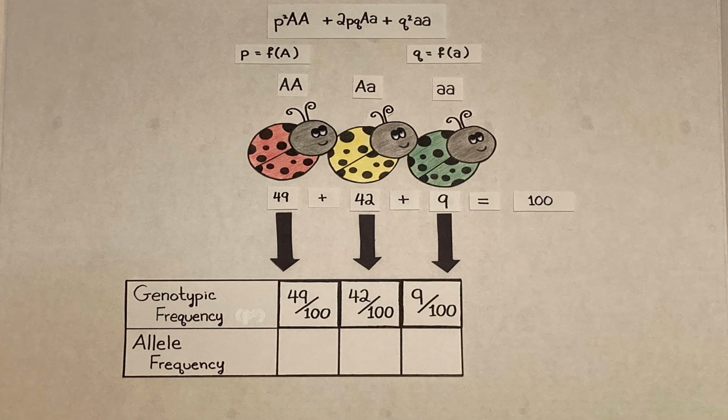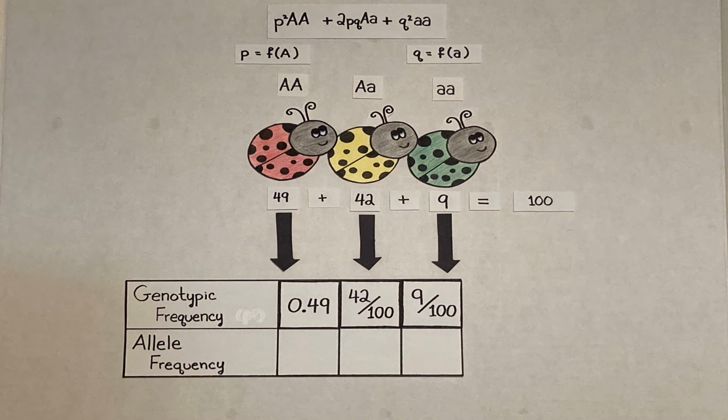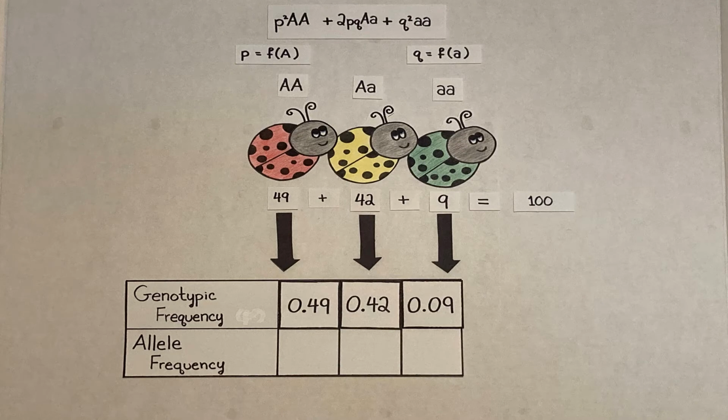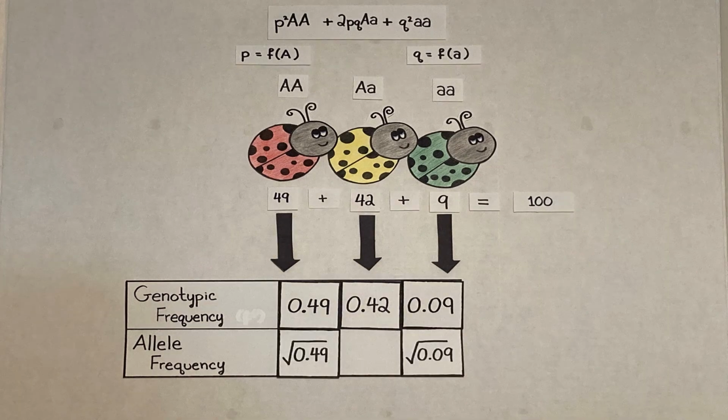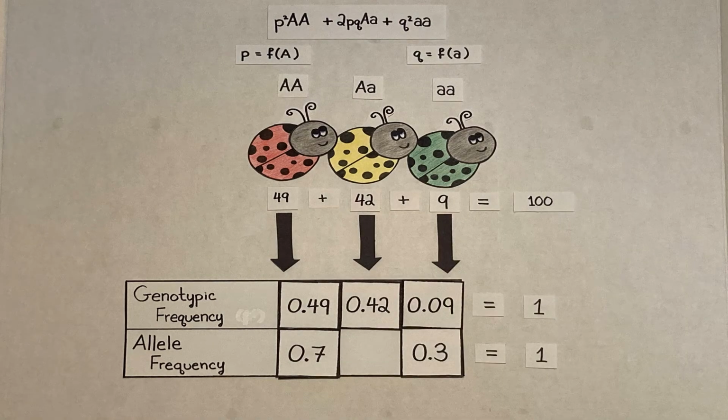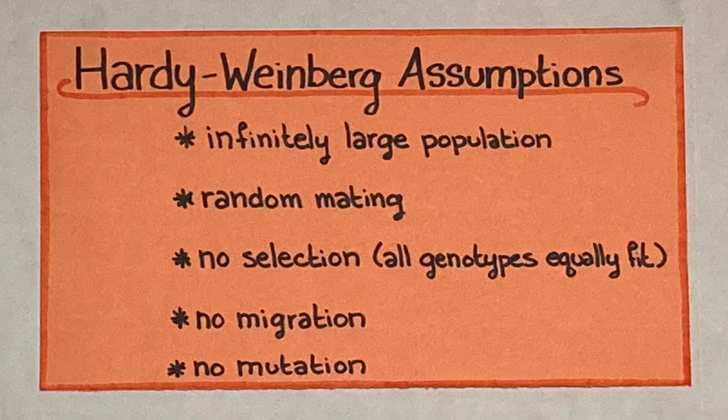To determine the frequency of each genotype, we divide the number of individuals with that genotype by the total number of individuals in the population. We then get a homozygous dominant frequency of 0.49, a heterozygote frequency of 0.42, and a homozygous recessive frequency of 0.09. To find the allele frequencies, we need to take the square root of each homozygous genotypic frequency, which gives us a dominant allele frequency of 0.7 and a recessive allele frequency of 0.3. Both of these frequency sets add up to 1, which is consistent with Hardy-Weinberg requirements, confirming that our population is in Hardy-Weinberg equilibrium. But what happens if one of the assumptions is violated?